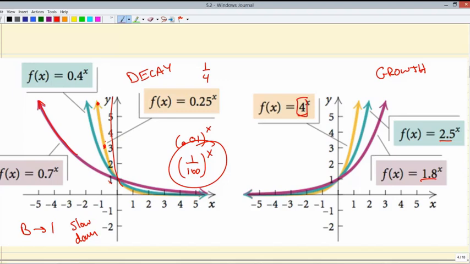Multiply my check by 4 every week. Don't multiply my check by 1.8. That doesn't grow as fast as multiplying by 4.